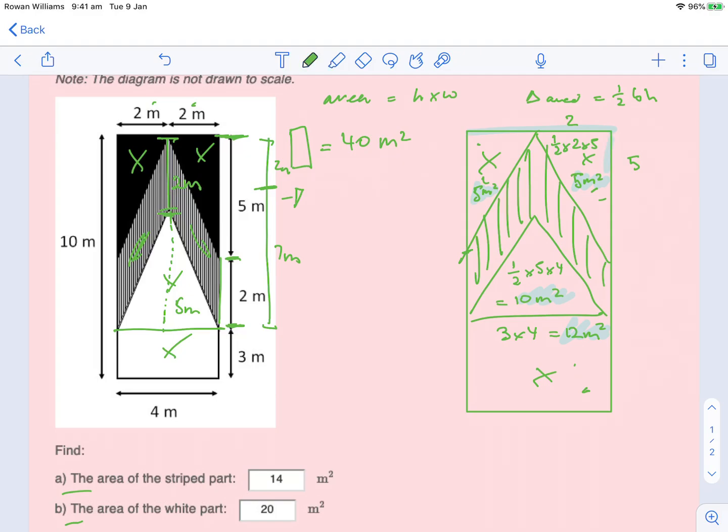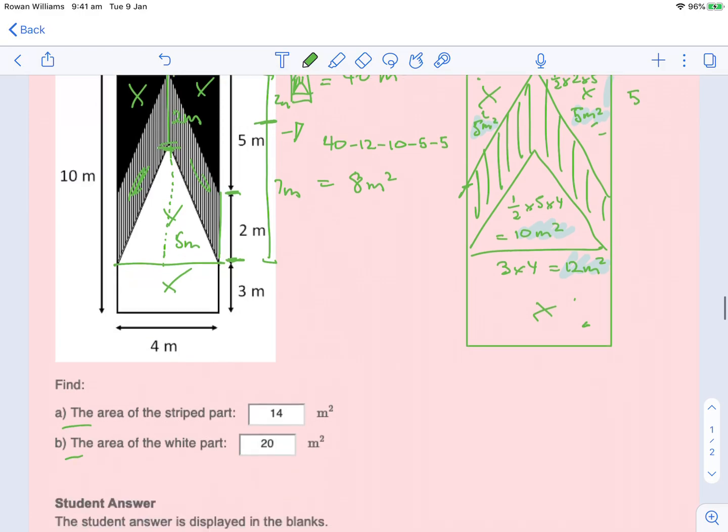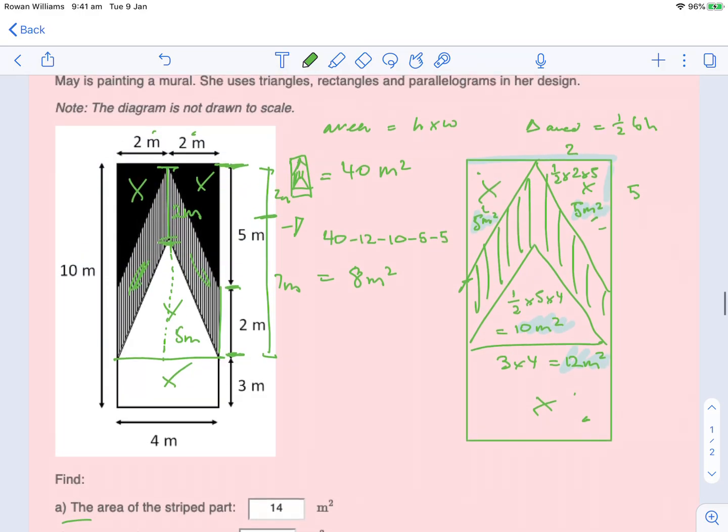So now, if I do 40, take 12, take 10, take 5, take 5, it will equal 8 meters squared. Because that'll be, what's that, 22, 32? Yep, 8 meters squared. So I've taken away the triangles, rectangle, triangle, leaving me only the striped bit. We'll just check our answer is right. Yep, 8 meters squared. So that's our answer for this part. The striped part is 8 meters squared.